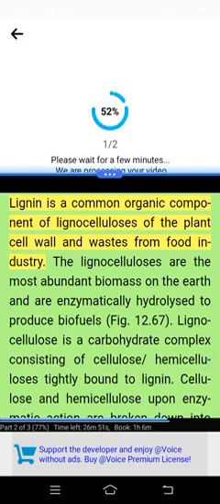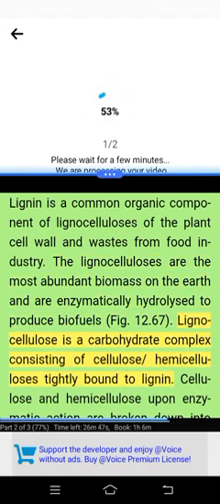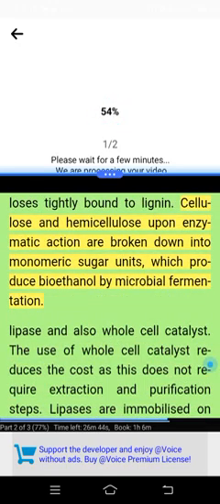the food industry. The lignocelluloses are the most abundant biomass on the earth and are enzymatically hydrolyzed to produce biofuels. Figure 12.67. Lignocellulose is a carbohydrate complex consisting of cellulose and hemicellulose tightly bound to lignin. Cellulose and hemicellulose, upon enzymatic action, are broken down into monomeric sugar units, which produce bioethanol by microbial fermentation.